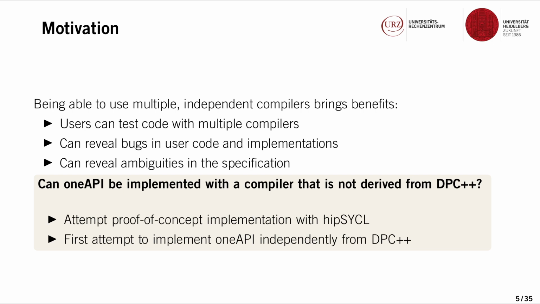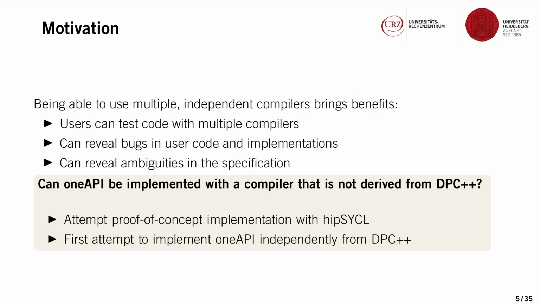And this brings us to the motivation. So using hipSYCL to run oneAPI code, we would be using a different compiler than DPC++. And clearly being able to use multiple independent compilers brings benefits. For example, users can test their code with multiple compilers. This can reveal bugs in user code and also the implementations. It can also reveal ambiguities in the specification.